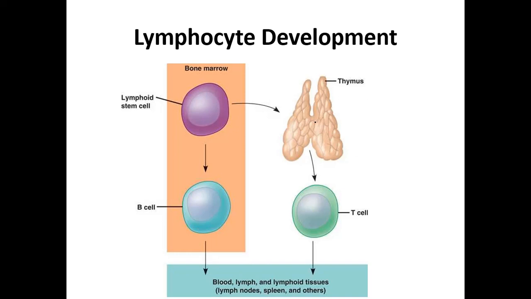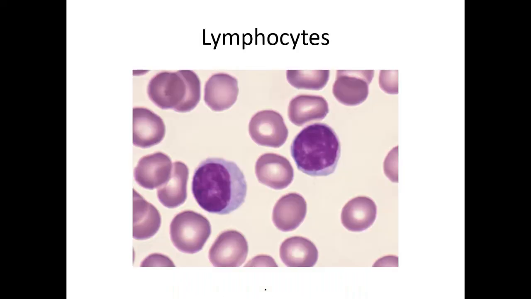These cells migrate to the thymus, where they develop into the T cells. B cells are also developed in the bone marrow, and then both B and T cells are released into the blood, lymph, and the lymphoid tissue. Lymphocytes arise from the lymphoid progenitor cells, and these cells are part of the adaptive immune response.